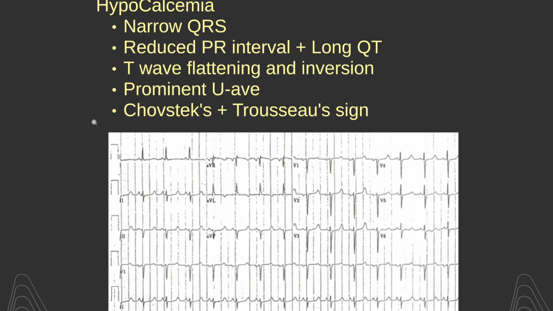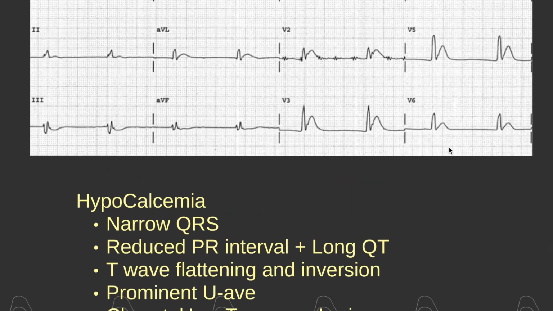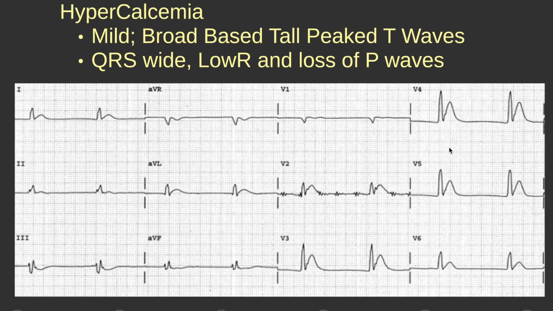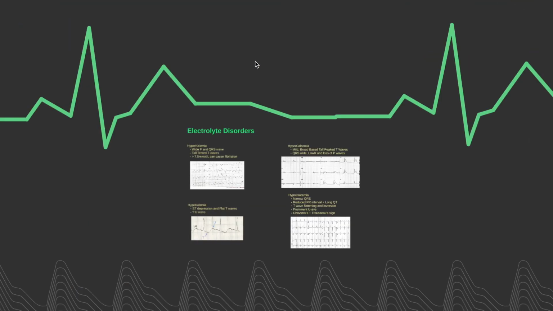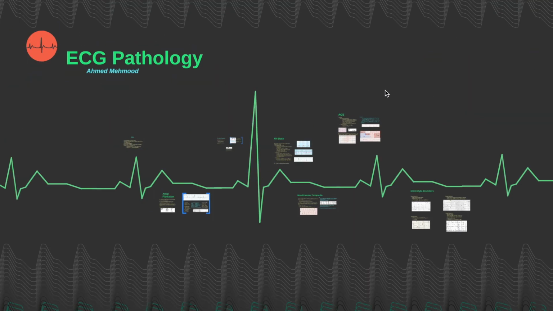The same goes for hypocalcemia. Usually they give you a lot of patient history behind it, but what you would see is a narrow QRS, a reduced PR interval or a long QT, maybe some U waves, but usually it's the signs that give it away. Hypercalcemia, sorry. You can see tall peaked T waves, wide QRSs or low R wave or loss of a P wave. But yeah, that's my lecture on ECG pathology.